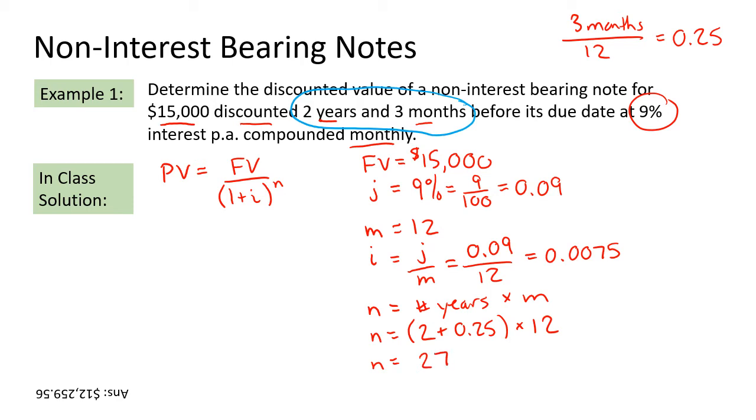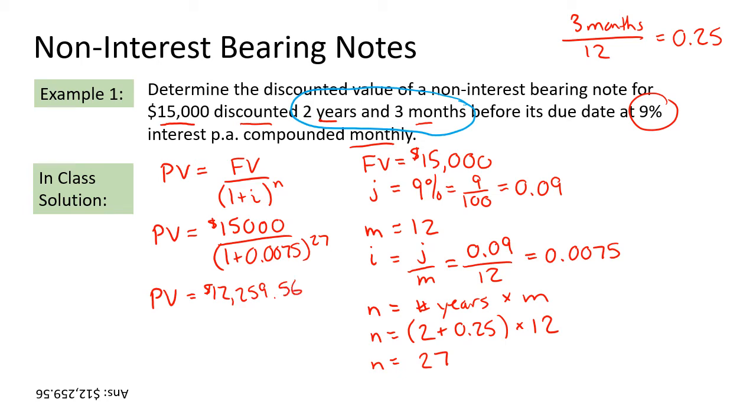So substituting all of these values in, your present value is then equal to your future value, $15,000, divided by 1 plus 0.0075, the periodic interest rate, and that's raised to the exponent 27. So your present value is $12,259.56. All right, so you can see that it was reduced from what its face value was in the non-interest bearing note because it was paid back at an earlier date.